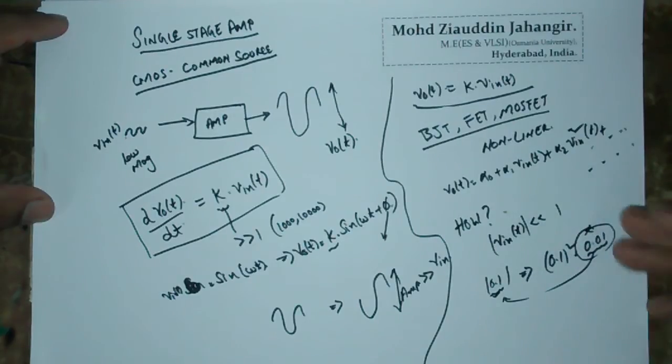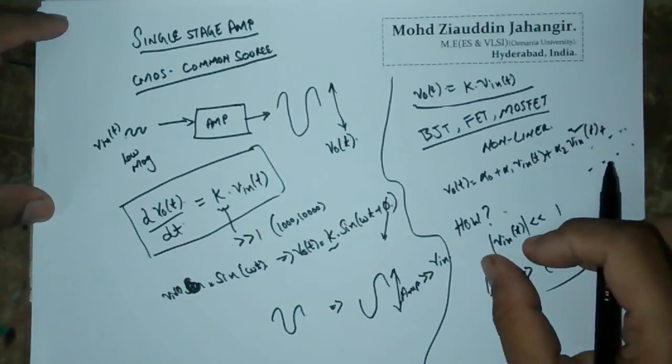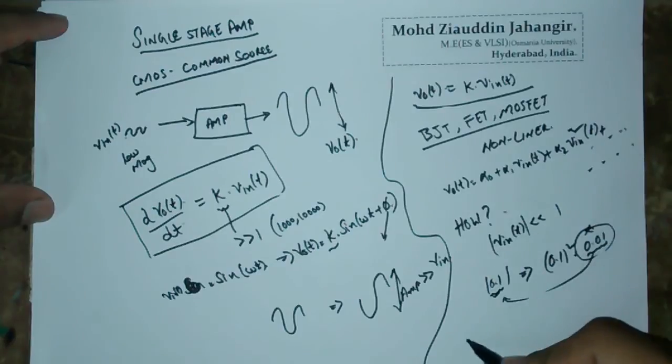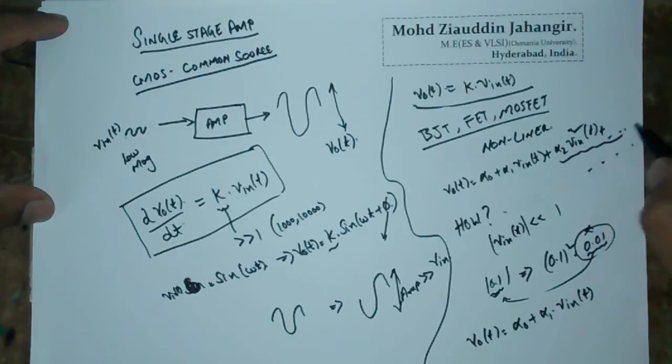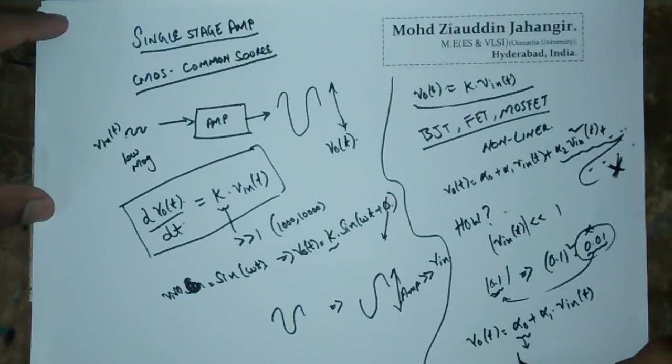So when we assume Vin of t is very much less than 1, what you will get is an equation V naught of t equal to alpha naught plus alpha 1 into Vin of t. By assuming Vin to be very much less than 1, you have deleted the higher-order terms, so you are left with only this equation. This alpha naught is nothing but a DC voltage. It can be easily eliminated by using a coupling capacitor. Ultimately, the relation you get is V naught of t equal to alpha 1 into Vin of t.